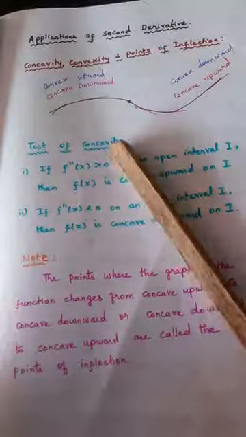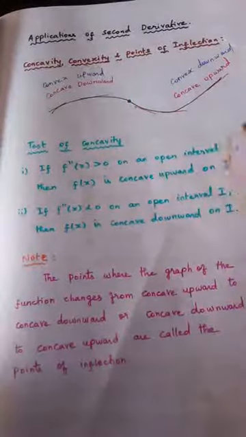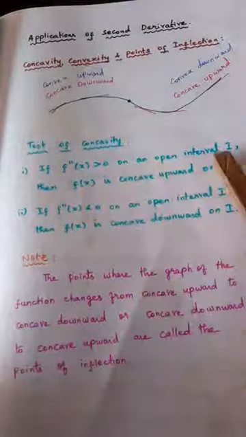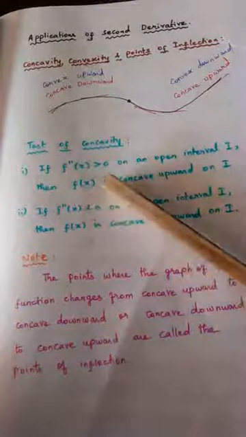Next we will see the test of concavity. We cannot always have the diagram to talk about concavity and convexity. How to test it theoretically is what is given here. If the second derivative f double dash of x is positive on an open interval I, then we call the function concave upward on that particular interval. This is for the theory part.